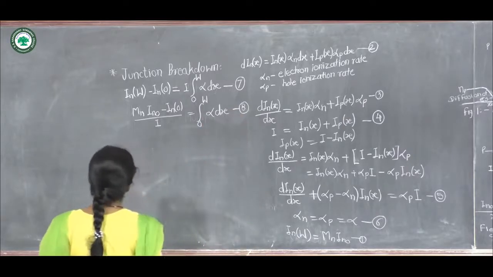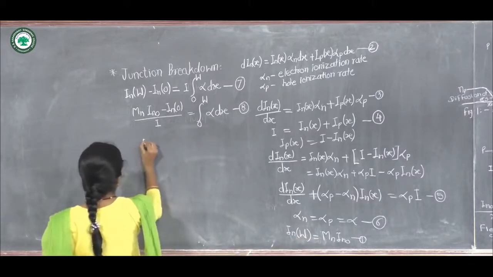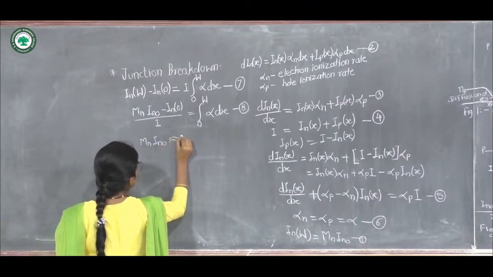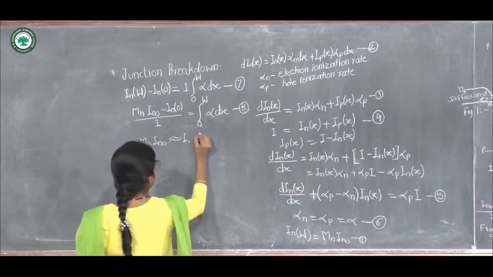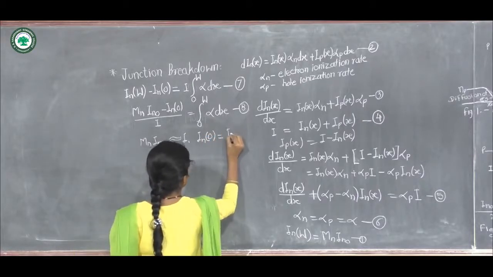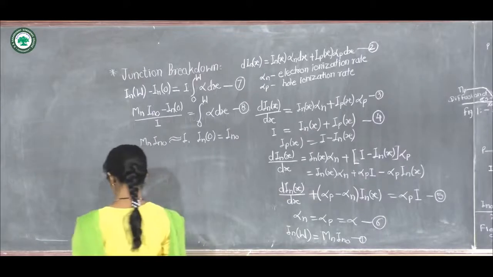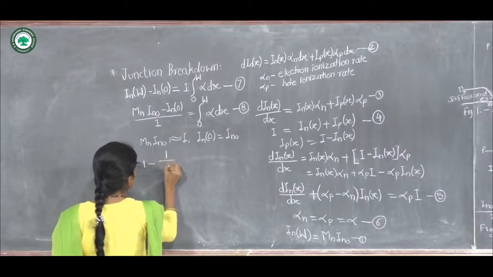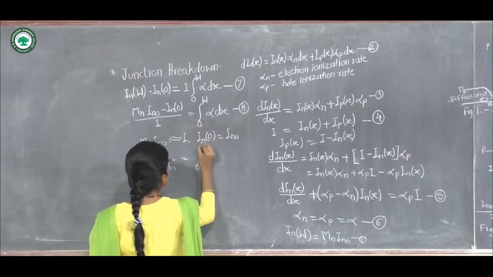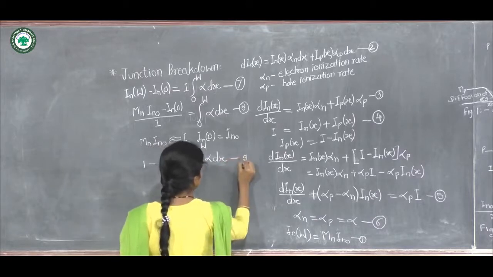Here I have put this value of In of W from equation number 1, and since this Mn In naught is nearly equal to I and In of 0 is equal to In naught, this equation number 8 becomes 1 minus 1 upon Mn, which is equal to integration from 0 to W alpha dx. This is equation number 9.